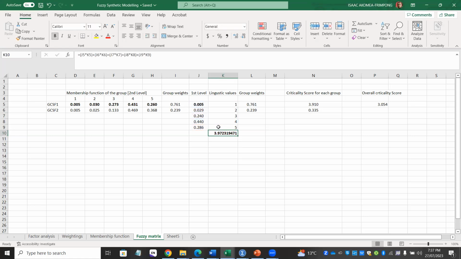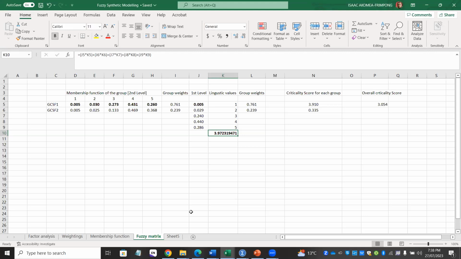So that means we are getting 3.97, which is very high. If you have a likelihood scale, or if you have determined a spectrum, a continuum of 1 to 5, and you are getting an overall value of 3.97, that is big. That's serious. That means these issues are very important issues that need to be addressed.